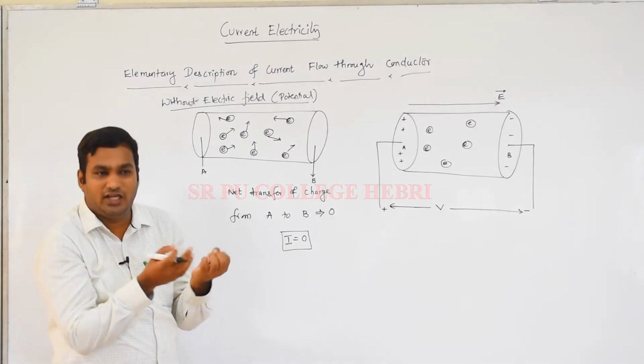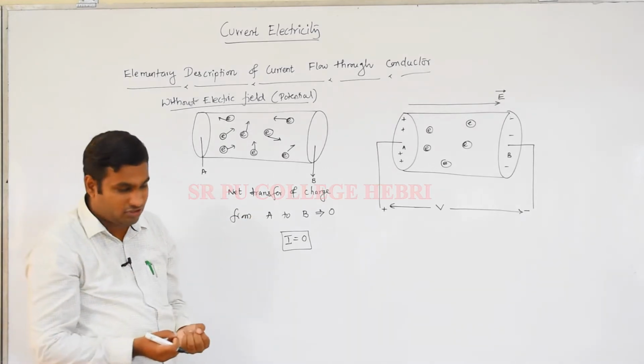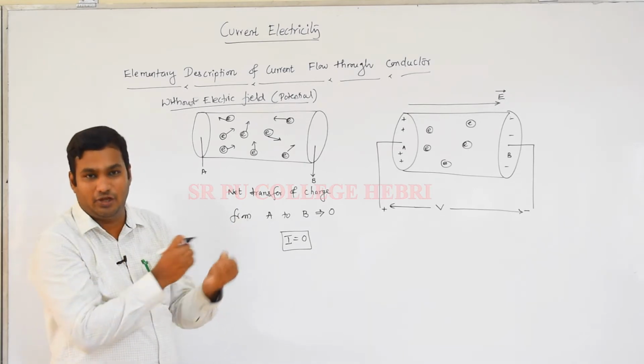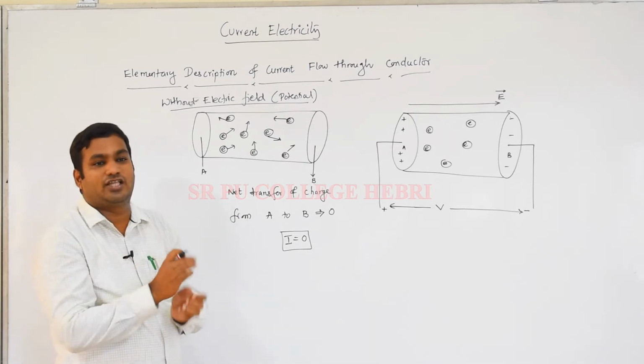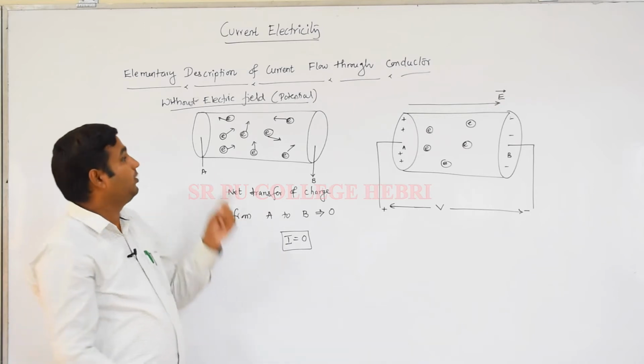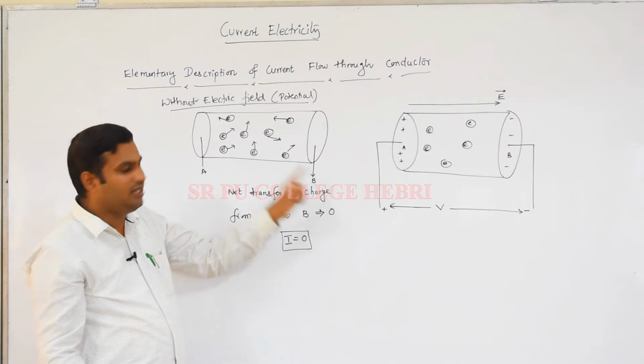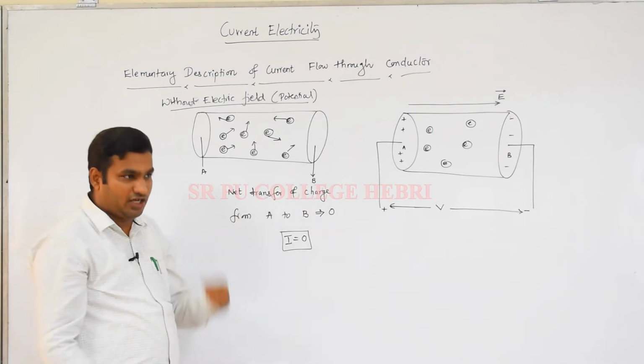When you look at these two diagrams, in the initial diagram all the electrons are free to move without electric field or electric potential, and due to their randomness they collide with ions. In each collision their direction changes. Automatically, the net transfer of charge from one end to another end is zero. So electric current is zero.